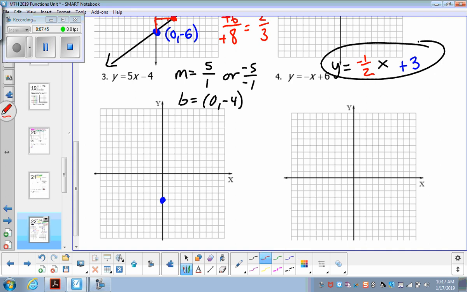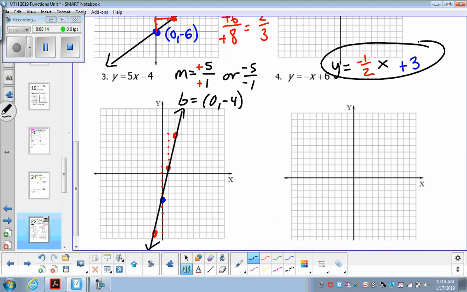Now let's build the staircase. We're going to go up 5 and over 1. So up 1, 2, 3, 4, 5 and over 1. Up 1, 2, 3, 4, 5 and over 1. You could also go down 5 and then back 1. We can see that 5 is a pretty big number for a coefficient, which means we're going to have a pretty steep line. And we're done.